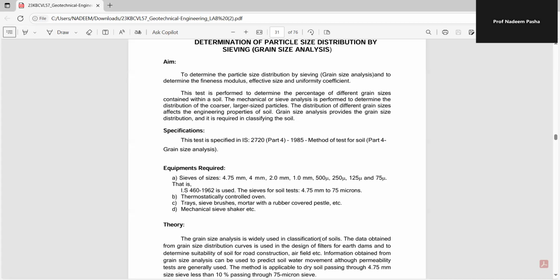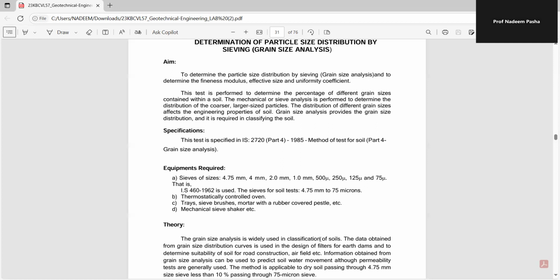of soil for road construction, airfield, etc. Whether this type of soil is good for construction can also be identified or calculated using your results. Information obtained from there can be used to predict soil water movement, although permeability tests are generally used.